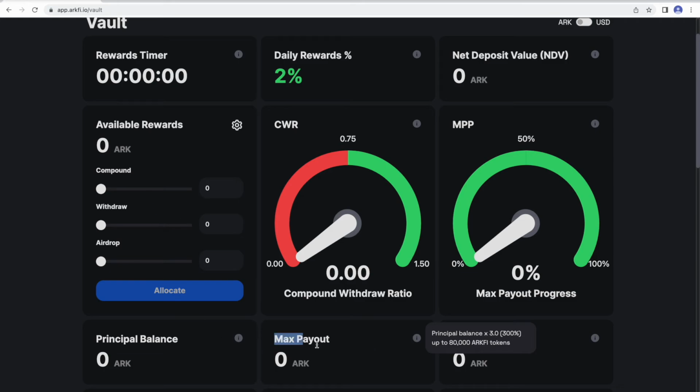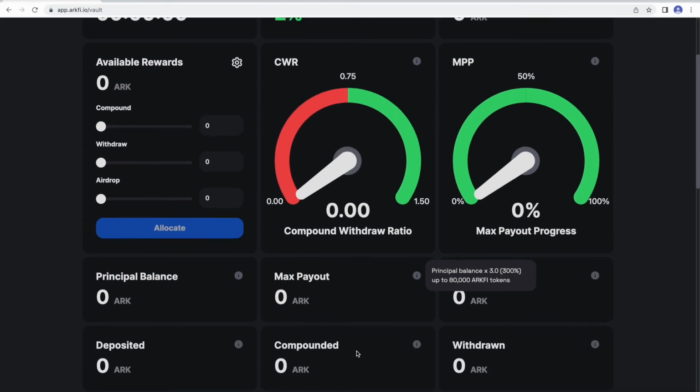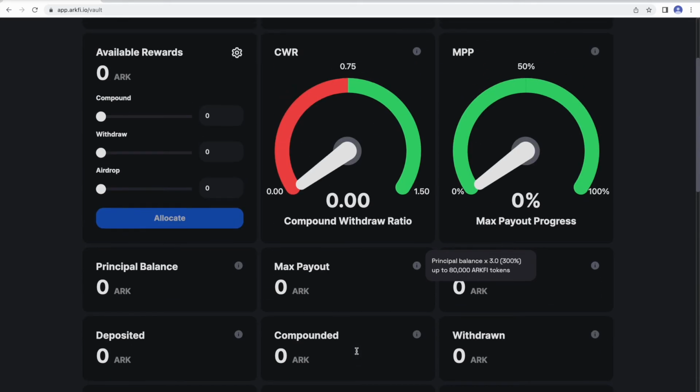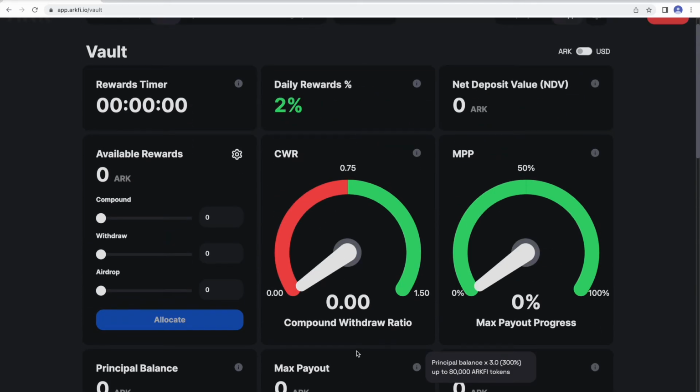And basically, this is just a safeguard that protects against negative actors in the ecosystem. It stops people who are constantly withdrawing and not putting more Ark into the vault or into the ecosystem from just draining the system. And this is very important because it protects the longevity of the system.